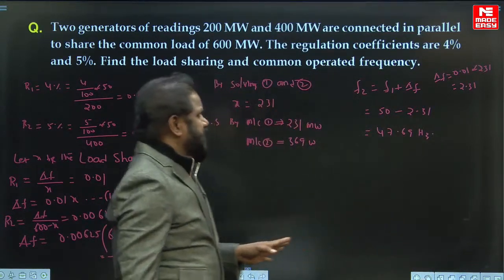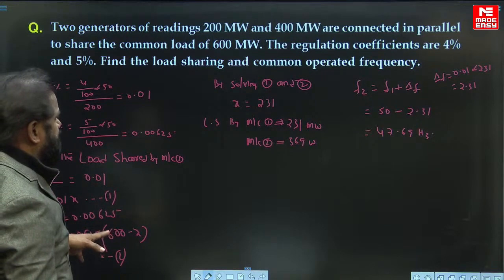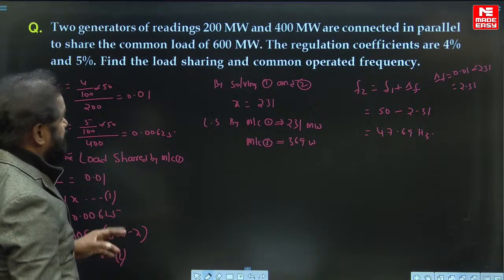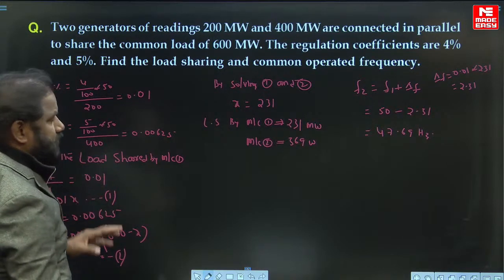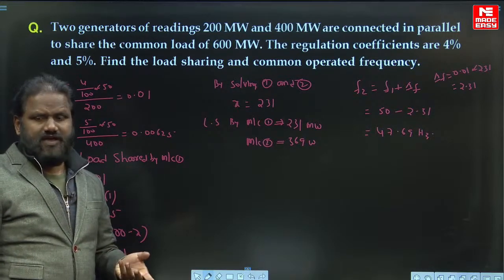So here the load and capacity are being equal. Exactly 50 should come, and it is exactly 50 when both the regulation coefficients are the same. If the regulation coefficient is more, then it is not possible.